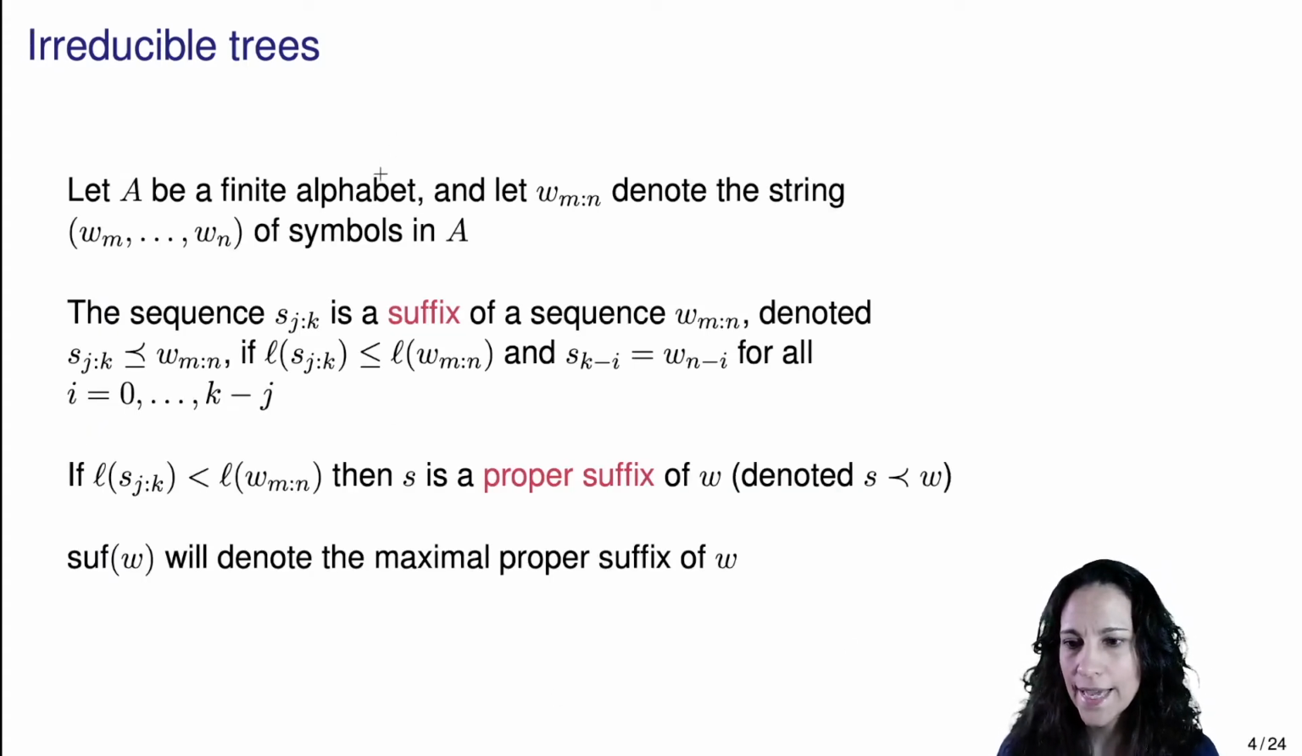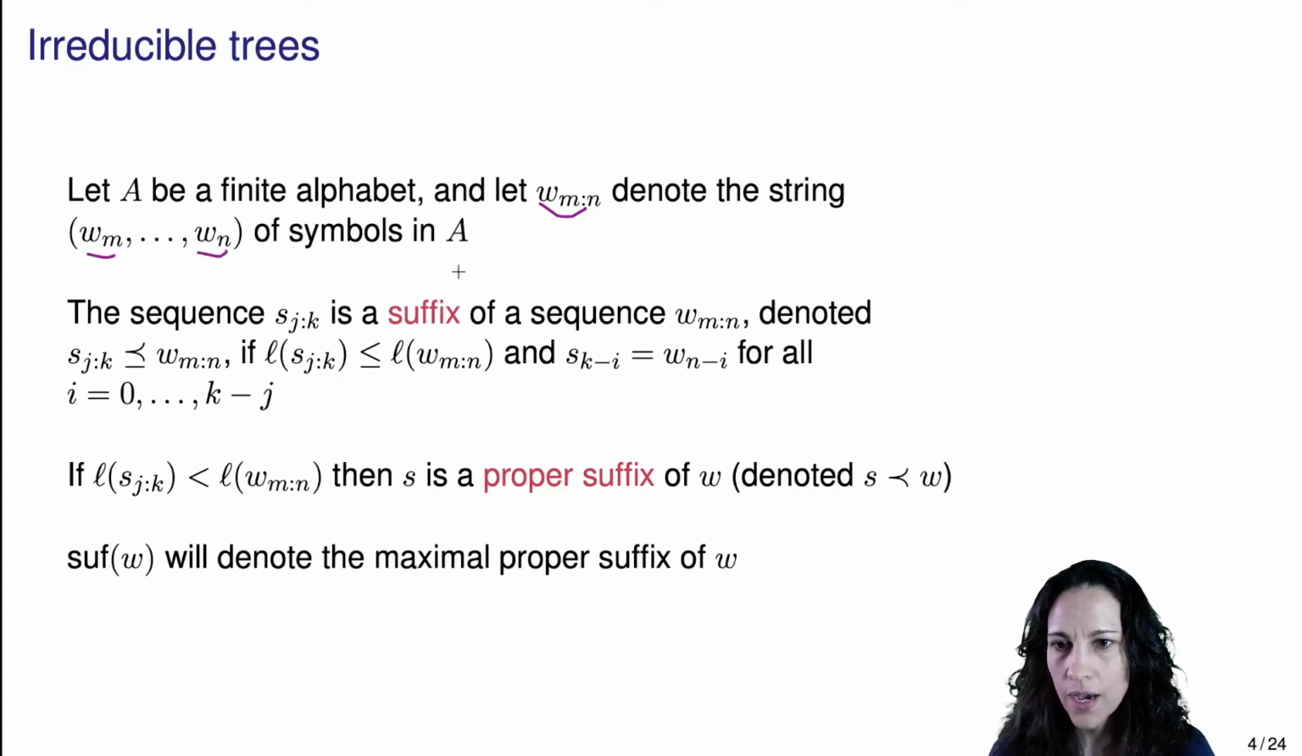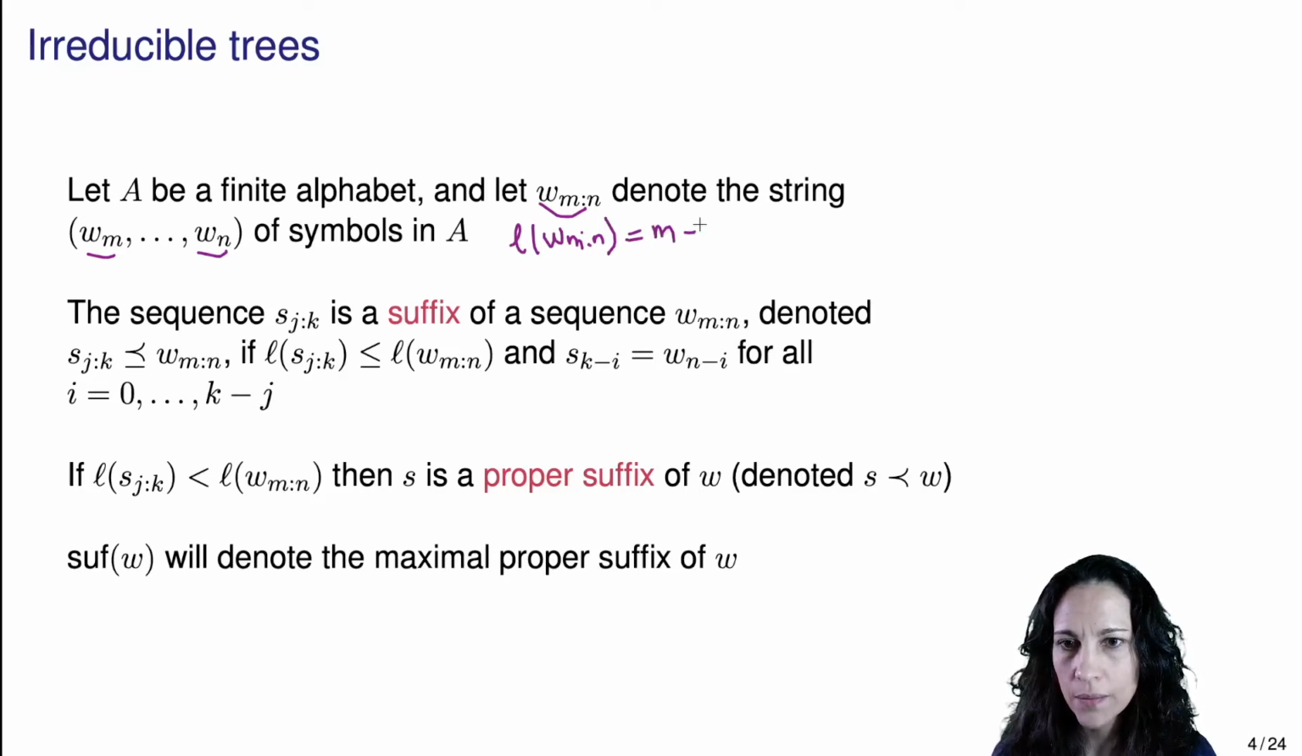So let A be a finite alphabet and let W_m^n denote the string of symbols in A given by W_m until W_n. We are going to use the notation L(W) for the length of the sequence. So the length of the sequence W_m^n here is n minus m plus 1.